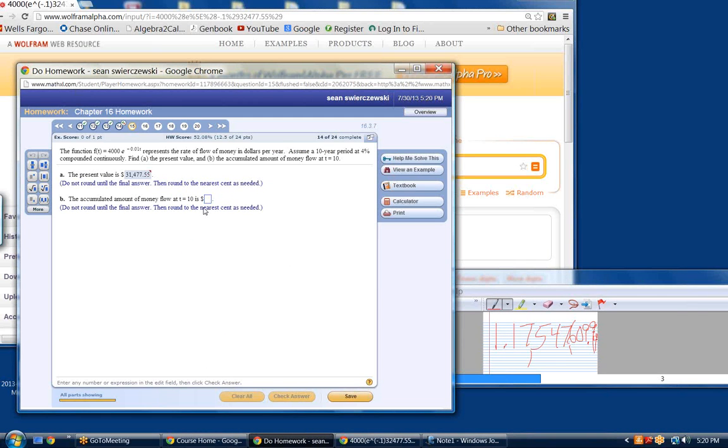A lot of money. 117,547,609.94 rounded to the nearest cent. What's the chances of this being good?